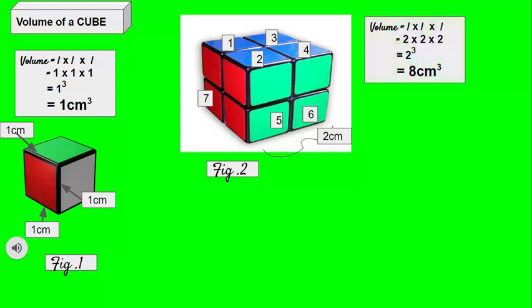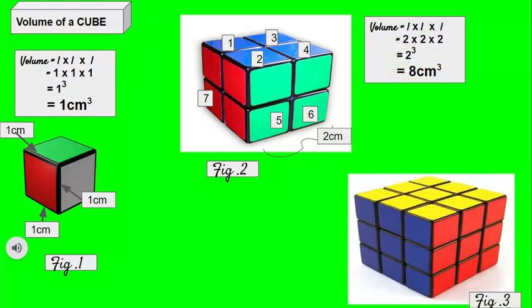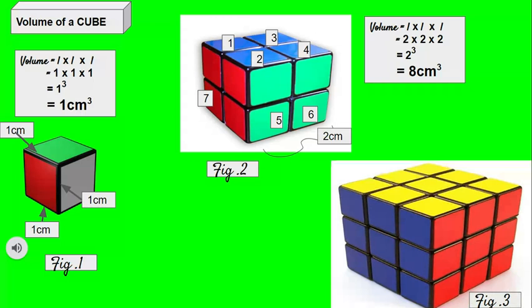Now let us look at the third scenario where you have even more cubes. But here also all of them together form a cube. What do we see here? How many cubes do we have? You have 9 small cubes in one layer. So in 3 layers, how many total cubes do you have? 9 into 3, that is 27.